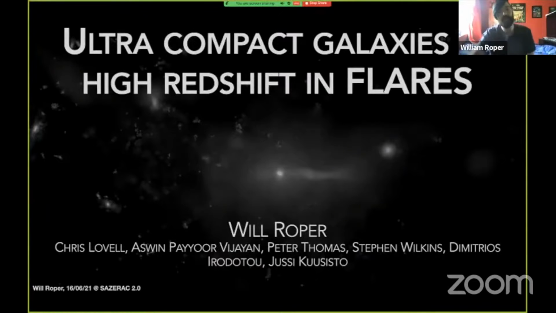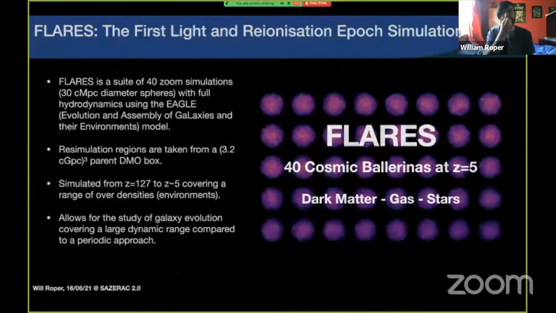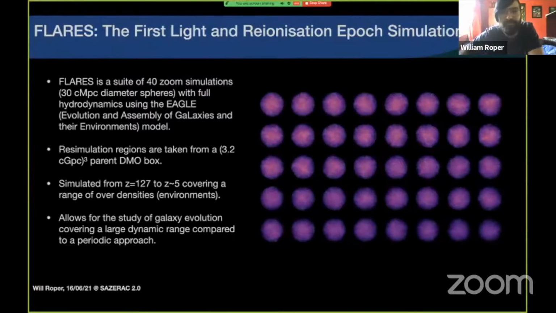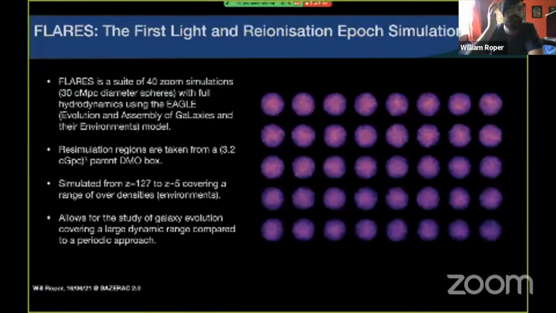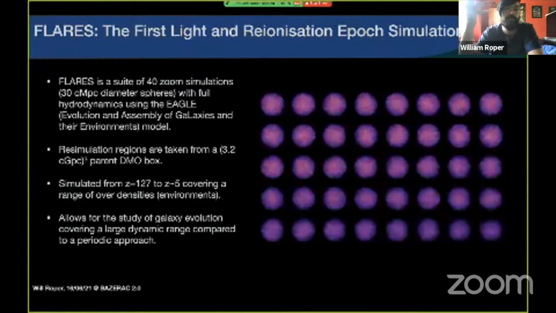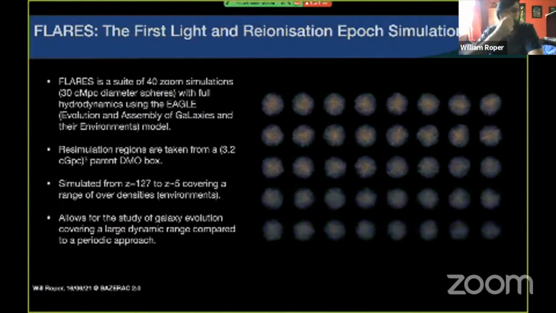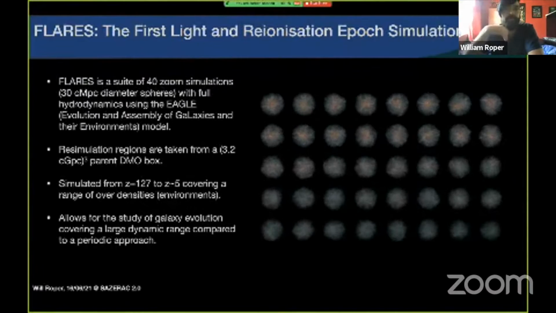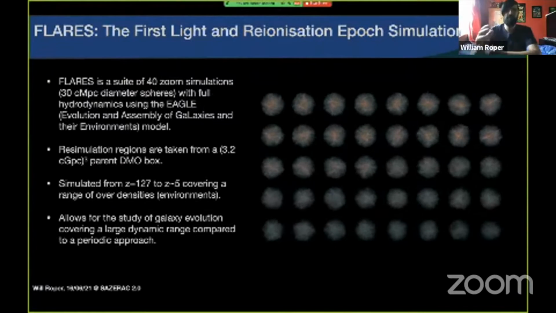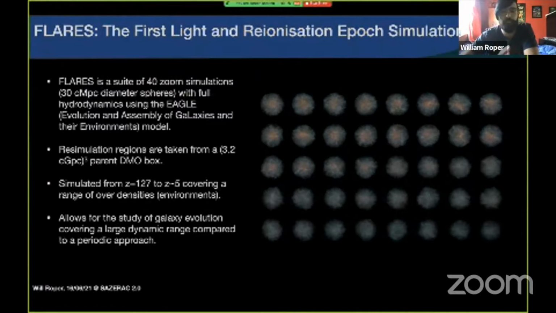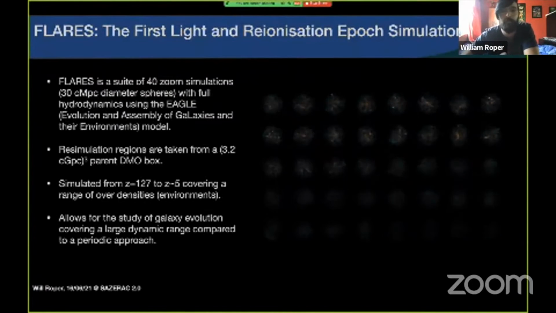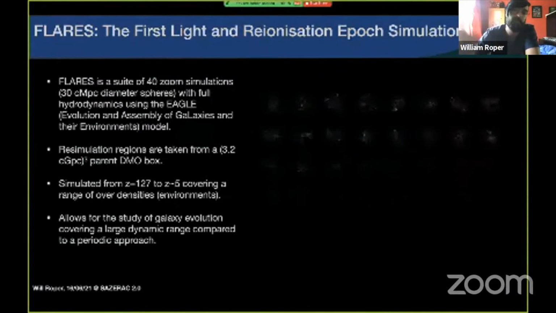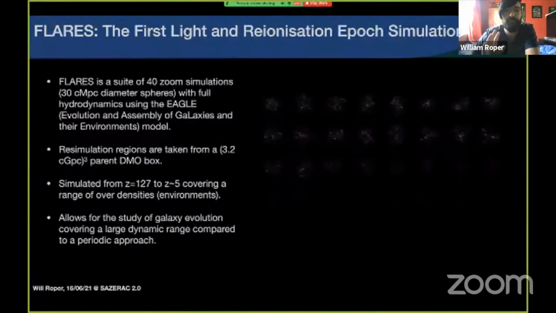So I'm going to start by giving just a quick primer on FLARES. I will try to make this quick, as you will hear this three times today, but FLARES is a suite of 40 zoom simulations. They're these 30 megaparsec spheres you can see rotating here. They're simulated with full hydrodynamics using the EAGLE model and are pulled from a 3.2 gigaparsec parent box and simulated down to a redshift of about 5.